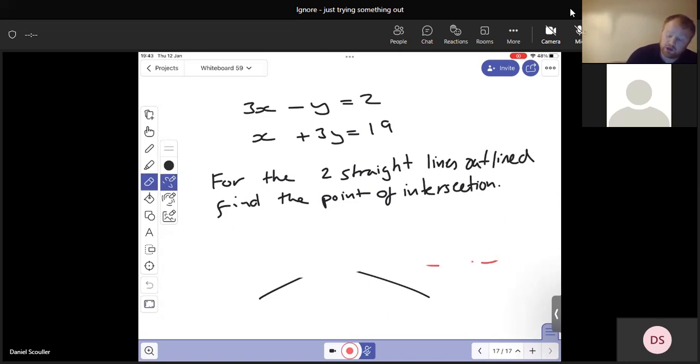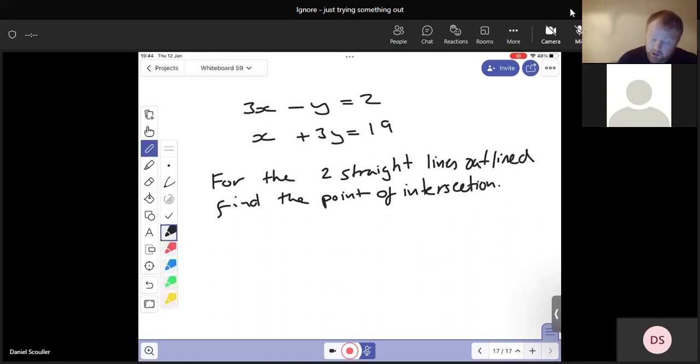So they'll give you an equation, or you might have to work out the equation of a straight line and then rearrange it to allow you to do these simultaneous equations. Okay, so for the 2 straight lines outlined, find the point of intersection. So I'm just going to rewrite these equations. 3x minus y equals 2. x plus 3y equals 19. That's my equation 1. That's my equation 2.